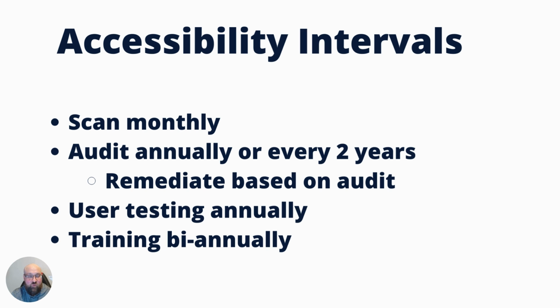And with remediation, you're going to have that based on the audit. So if you're auditing annually and you're finding accessibility issues, then you'd want to accompany that with remediation and make sure that you do indeed finish off remediation so that there are no accessibility issues outstanding.